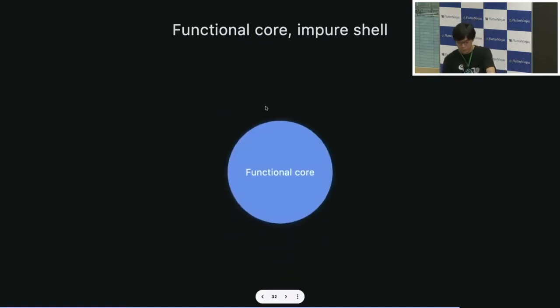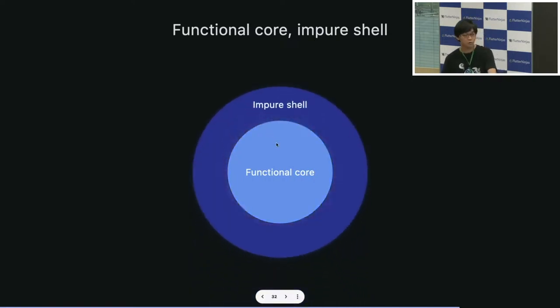So this idea is explained in the words functional core and impure shell, which is a software architecture that clearly separates the functional core layer and the impure shell layer. All the functions inside the functional core layer are declarative and pure functions. And then the impure shell handles all the values retrieved from the functional core.